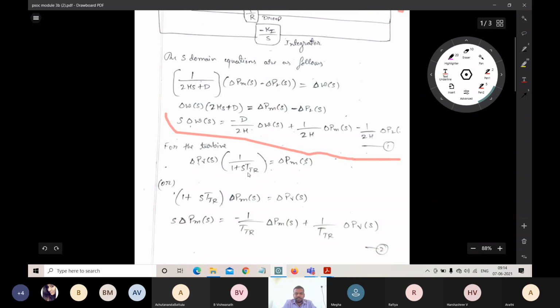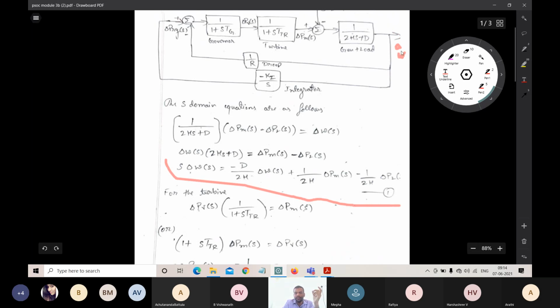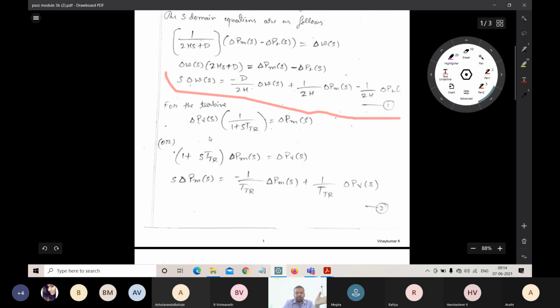Solve the equation, normalize and simplify. When we simplify, 1 plus sTTR into delta Pm of s will be equal to delta PV of s. Here delta omega s is the output function. Similarly we have to do it for one more output function. We are forming an equation for each output function. First we formed the equation for delta omega s, next delta Pm of s, then delta PV of s. We should get an output function equation, so we solve the equation that way.